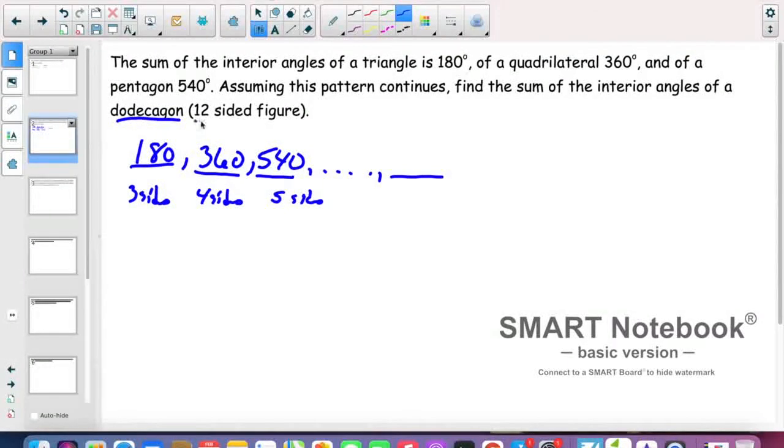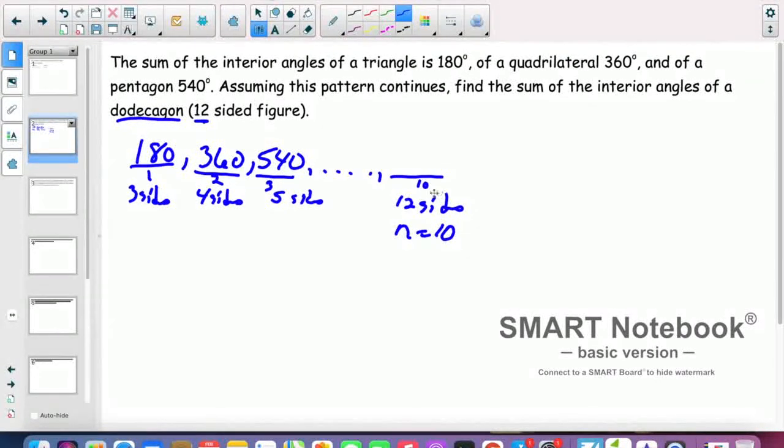So if we're looking for a 12-sided figure, the term we're looking for has 12 sides, so that means our term number would be 10, because the term number is 2 less than the number of sides. See, the first term has 3 sides, the second term 4 sides, third term 5 sides. A common mistake for this is people would try to find the 12th term. But what we're actually trying to find is the 10th term.